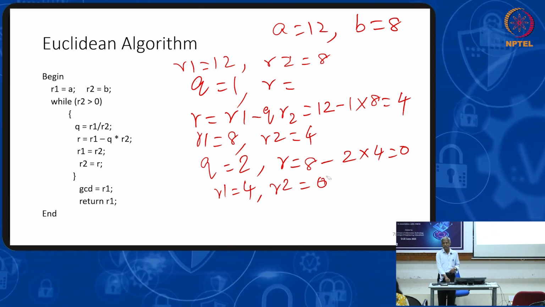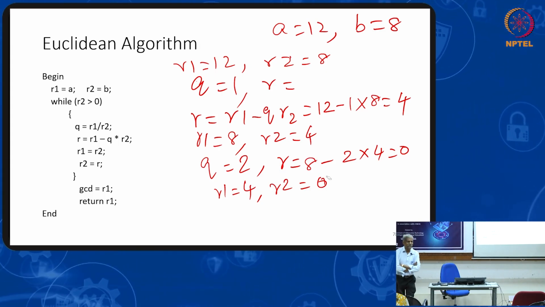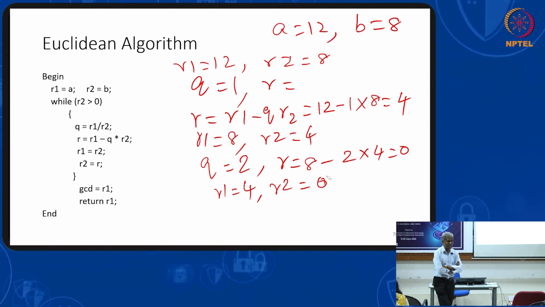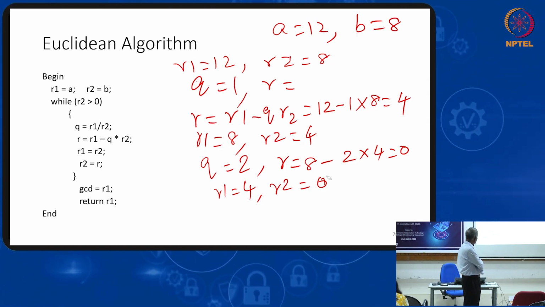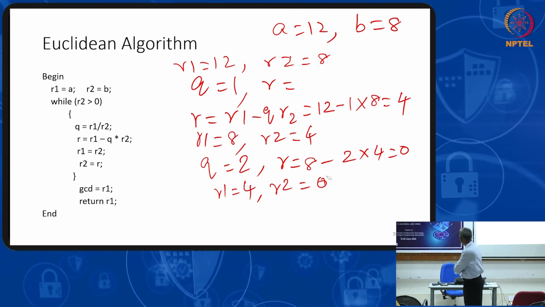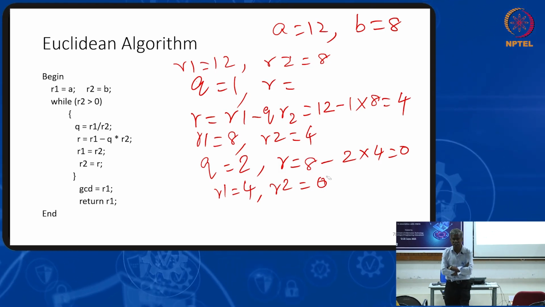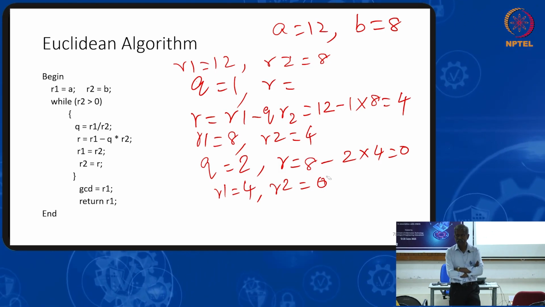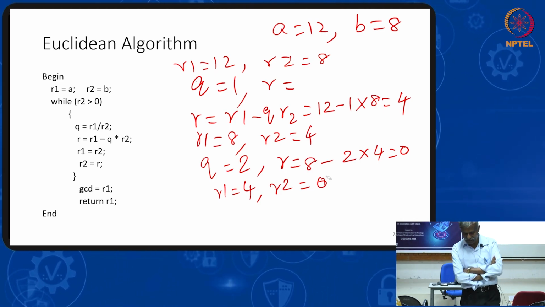You check R2 greater than 0. Is the condition R2 greater than 0 true or not? Not greater than 0. So we come out of the loop. Which value are we going to return? R1. What is the value of R1 now? 4. So 4 is the greatest common divisor between 12 and 8. Check whether you are able to understand this algorithm.